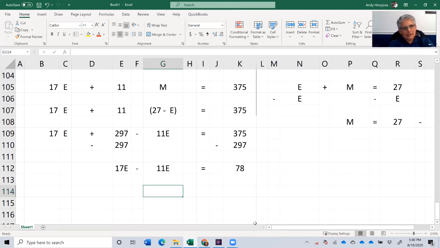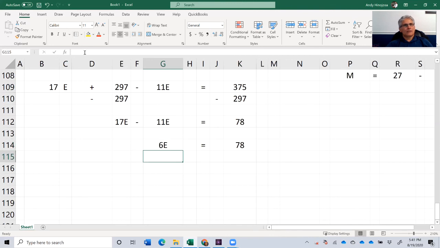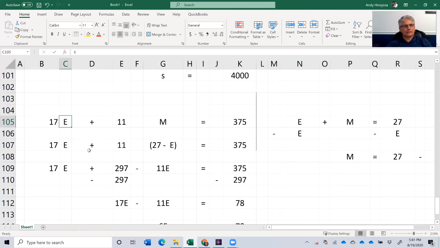We're going to combine these like terms. 17E minus 11E gives us 6E, and that gives us 78. We're going to divide both sides by 6. And what that means is that E is equal to 13. So that 13 represents the number of elm trees that we're going to be selling.